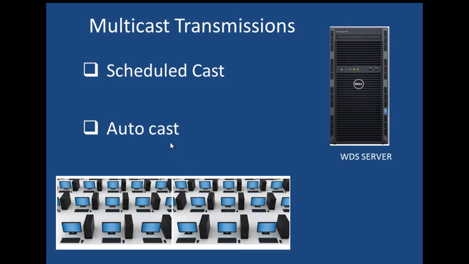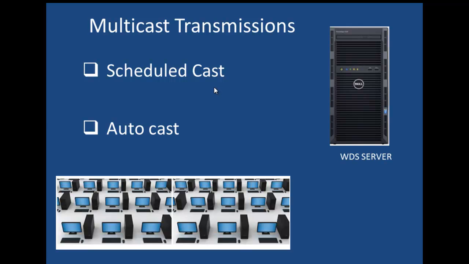We have scheduled cast multicasting. There are two ways that we can configure scheduled cast. One is called the client count, and one is called the point in time. We also have another type of multicast transmission, which is the autocast transmission, where the target computer can join the autocast at any time.